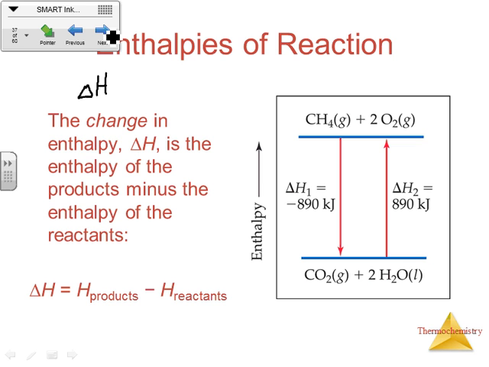Alright, so the enthalpy change is the enthalpy of the products minus the enthalpy of the reactants. Okay, so in other words, we want to know how much enthalpy do we have to start with, how much enthalpy do we end up with, and we take what we end up with here minus what we started with, and final minus initial is going to give us the change. Okay, which is pretty typical for a reaction.